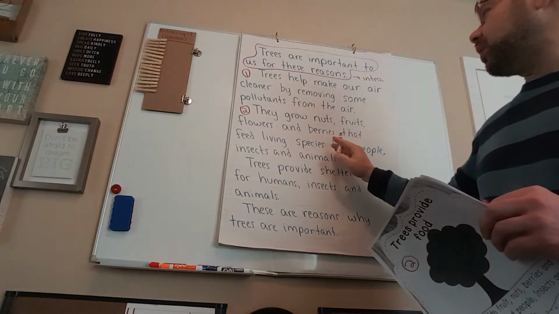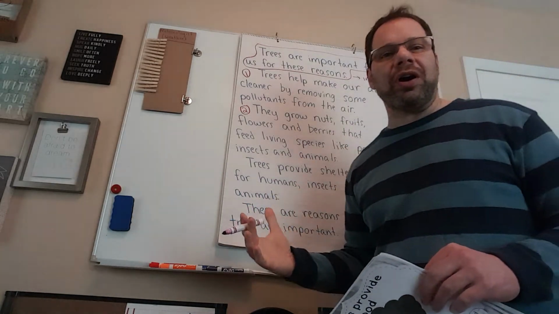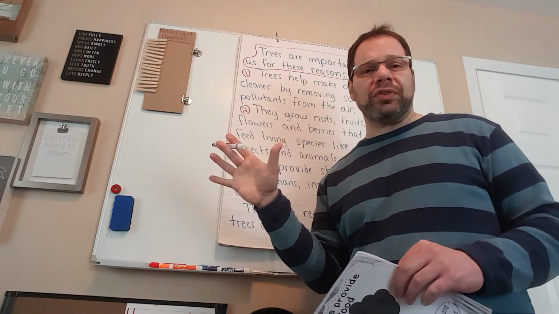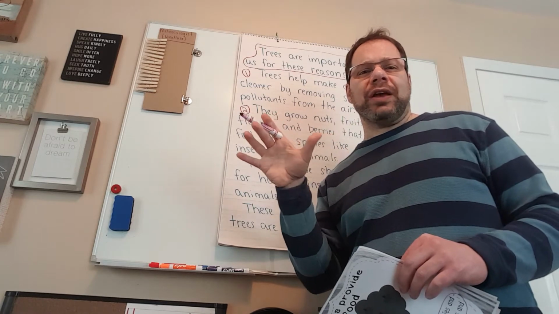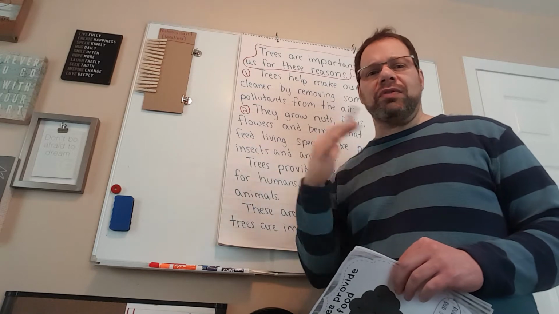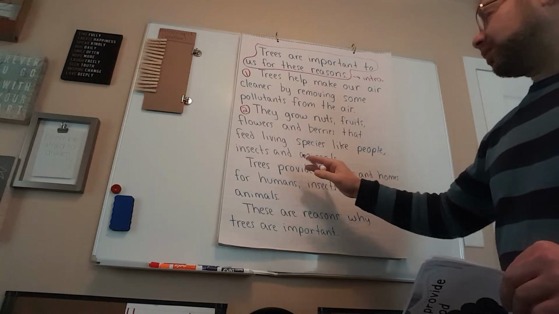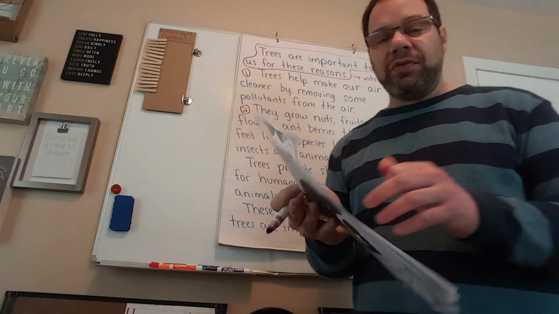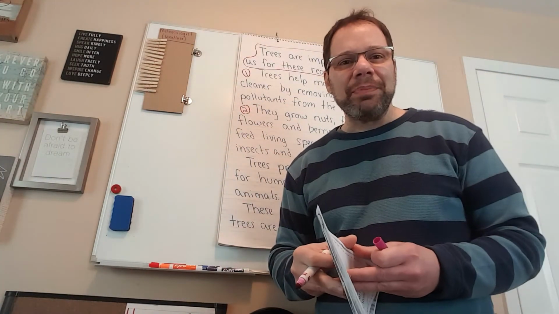So they grow fruits, nuts, flowers, and berries that feed living species. I know people are a species. You know, there's different species of animals, right? There are the canine species, which would be like dogs and coyotes and wolves and stuff like that. And then there would be other kinds of species of animals. I'm not going to go over all the species, but I like that word there, like people, insects, and animals. Okay? So that's piece of information number 2 that I found in here, and I made a sentence about it. Your sentences might be different than mine.